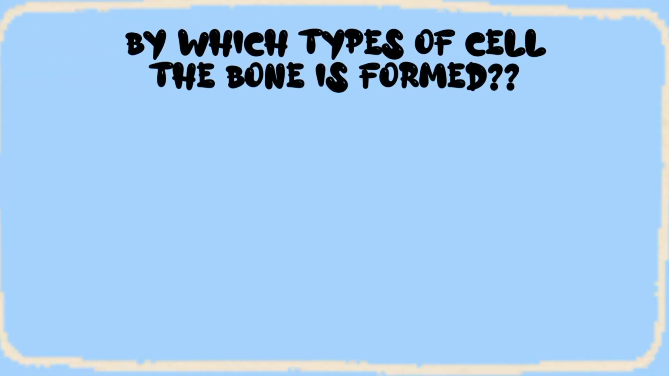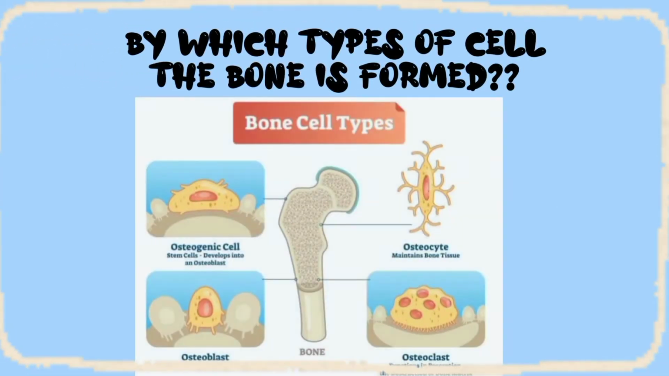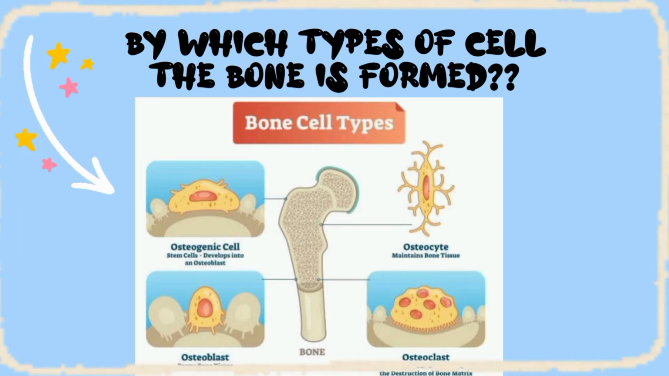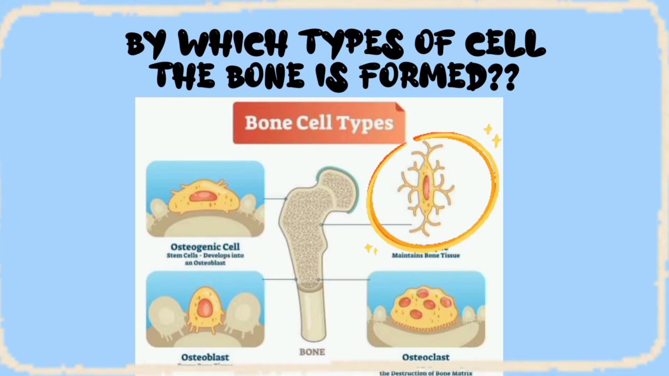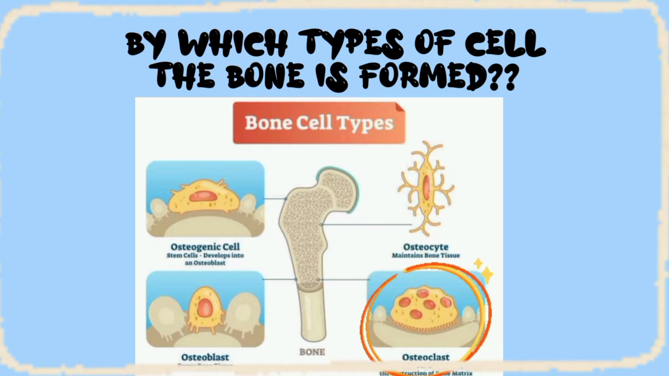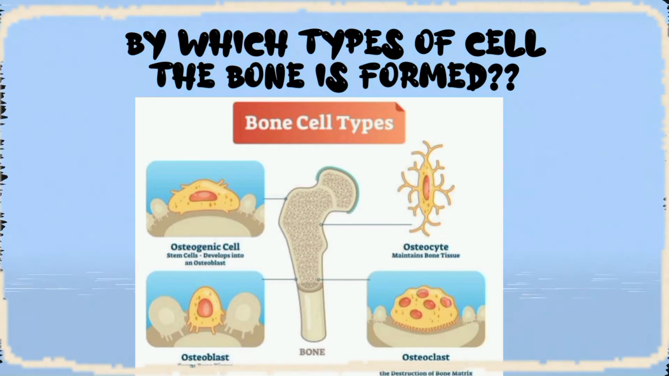So the next question which came to my mind is by which type of cell the bones are formed. Basically the bones are formed by the osteogenic cells. So what is the osteogenic cell? Osteogenic cells are the stem cells, the basic cells by which the osteocyte, the osteoblast and the osteoclast cells are formed. What is the function of these cells? Osteoblasts help in the formation of bone. The osteocyte maintains the bone tissue, bone marrow and all the requirements, while the osteoclast helps in the destruction of bone or the degeneration of bones.